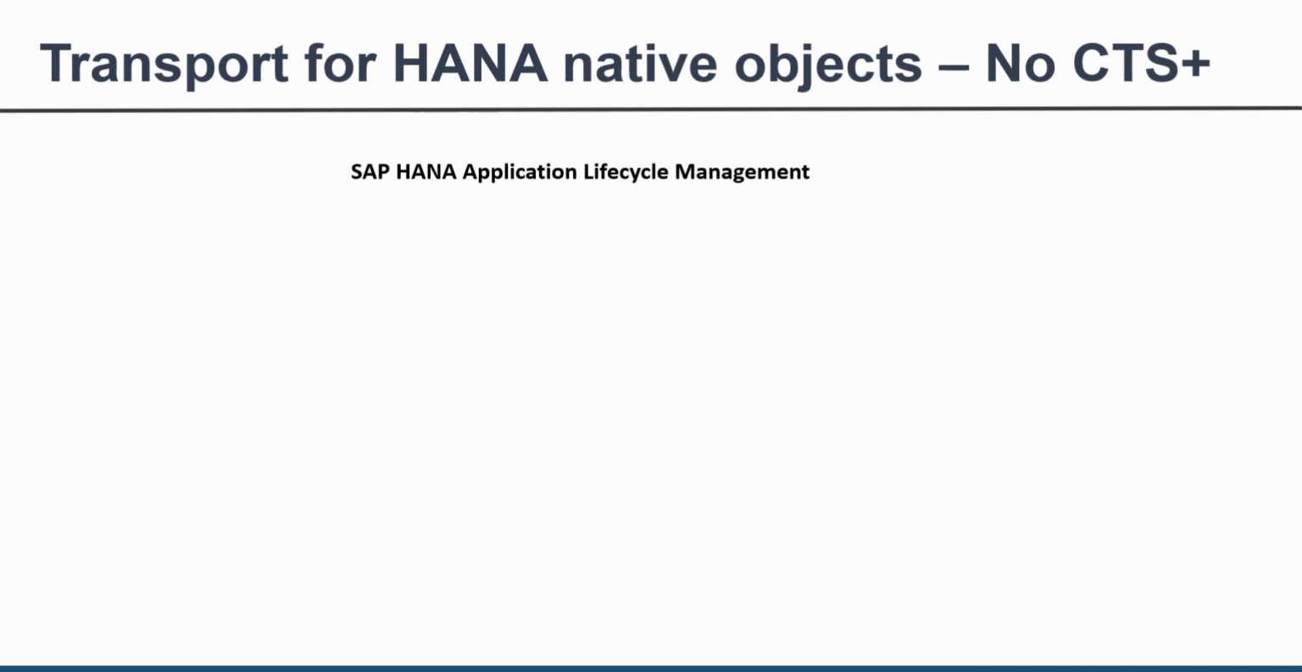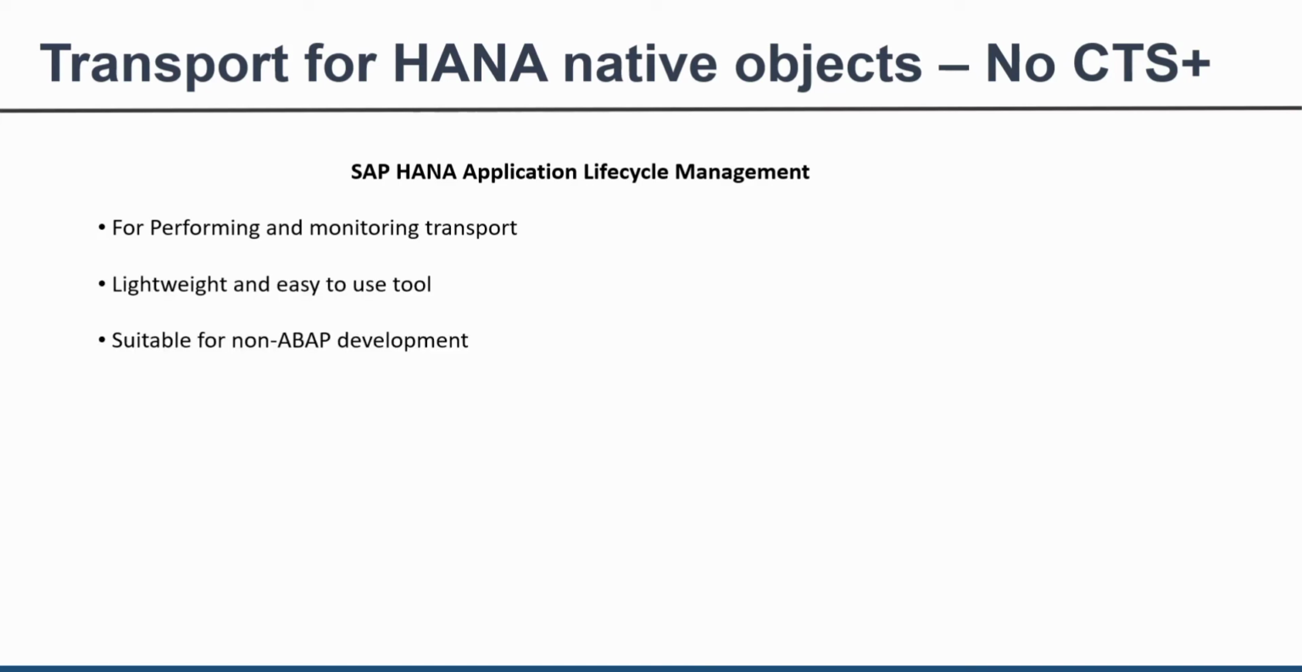Now, if you do not have CTS Plus in your landscape, then you can go for the Application Lifecycle Management tool. This is used for performing and monitoring the transport. It is a lightweight and very easy to use tool which is suitable for non-ABAP development. So guys, please go ahead and try the transport of your HANA objects or ABAP objects in your project.